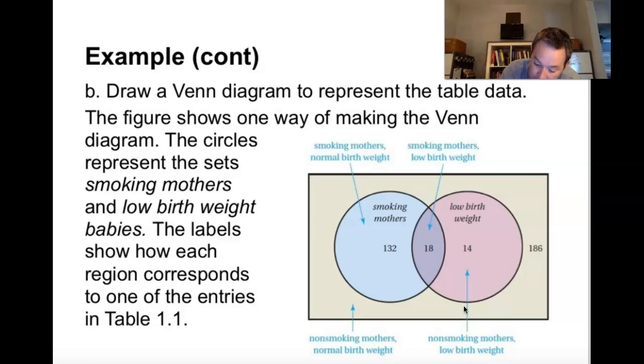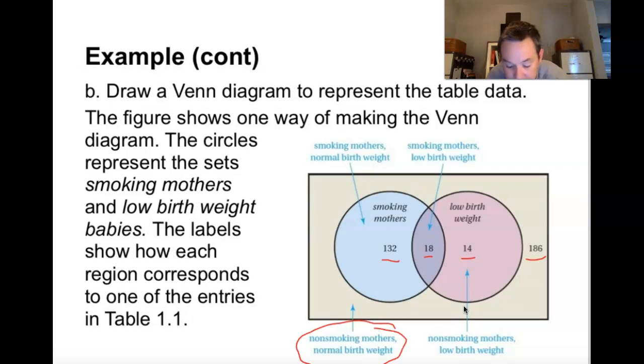So here, the 132 that are outside the overlap, this would be babies that were born to smoking mothers, but they had normal birth weight. In the overlap, these 18 were the babies born low birth weight, but also to smoking mothers. And then these 14 were low birth weight, born to non-smoking mothers. And then the rest of these out here are the 186. They're outside both sets, so they are non-smoking mothers born with a normal birth weight.